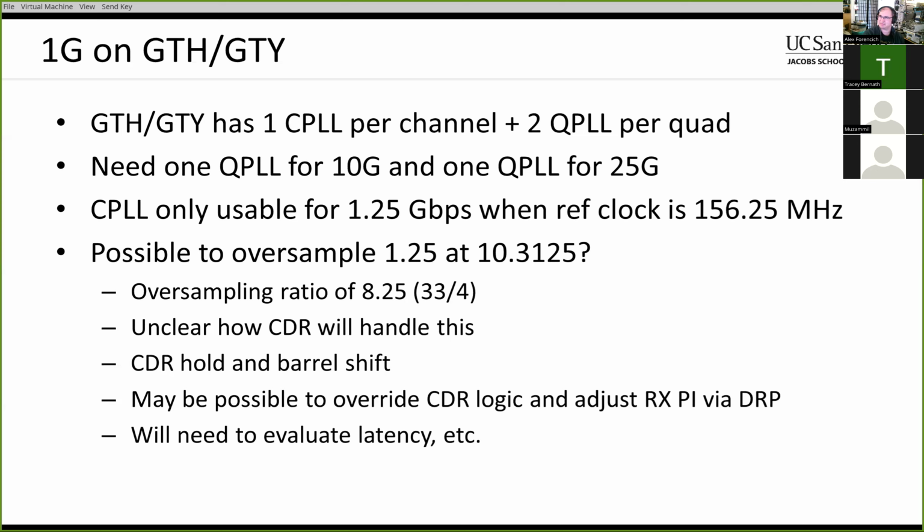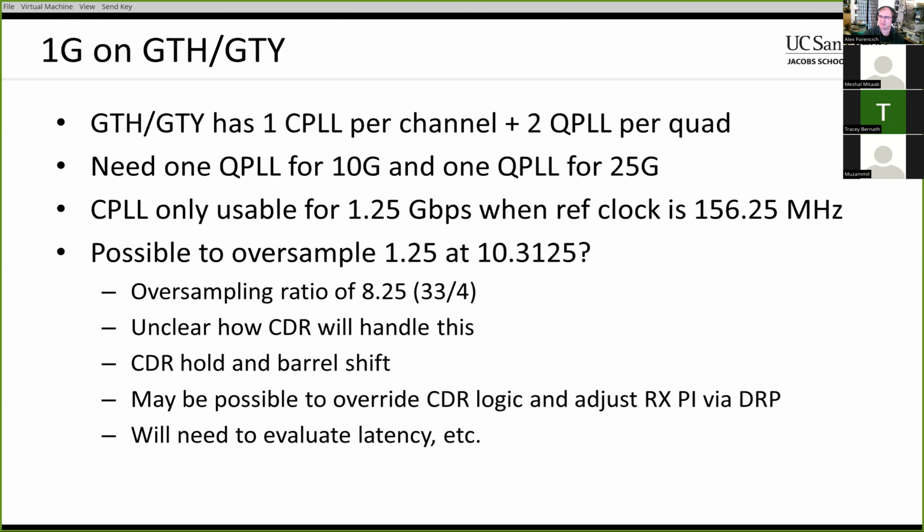So that means, how do you do 1 gig? Well, the CPLL is only usable for 1 gig when the ref clock is 156 megahertz. There are a couple of other options, but it doesn't work at 161 or 322 because of a lack of divider settings in the CPLLs. So the question is, is it possible to use some other approach? For example, could we leave a transceiver configured for 10 gigs and do some sort of oversampling to get that 1.25 gigabit per second link rate?